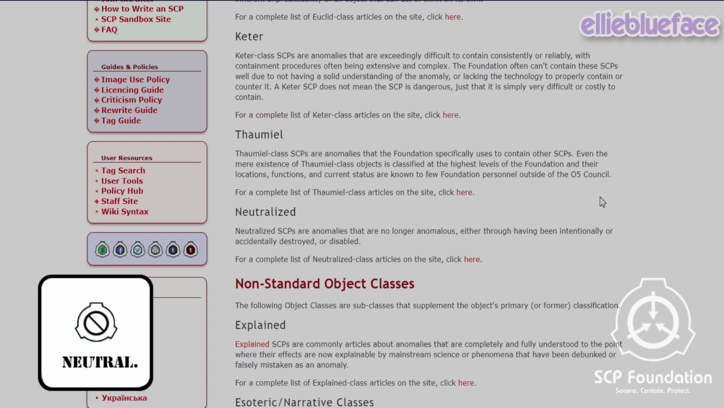The last class that we'll talk about is Neutralized. Now this is exactly what it sounds like. Neutralized SCPs are SCPs that no longer have those really strange abilities, that are no longer something to worry about, and maybe they've lost it because they've been deactivated, they've been destroyed, or maybe it's just turned off and no one knows why. But that's what the term means, they are neutralized.